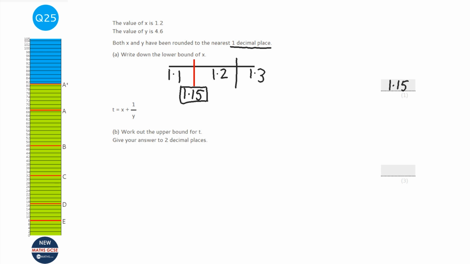Now this is a slightly harder question in B because we're given this formula here. We've got to be careful when we're using formulas. We're looking for the upper bound of t, so we're looking for t to be as big as possible. Well, for t to be as big as possible, x needs to be as big as possible because we're adding it and we want a big number that we're adding. But the bigger y is, the smaller that fraction becomes. So we actually want y to be as small as possible.